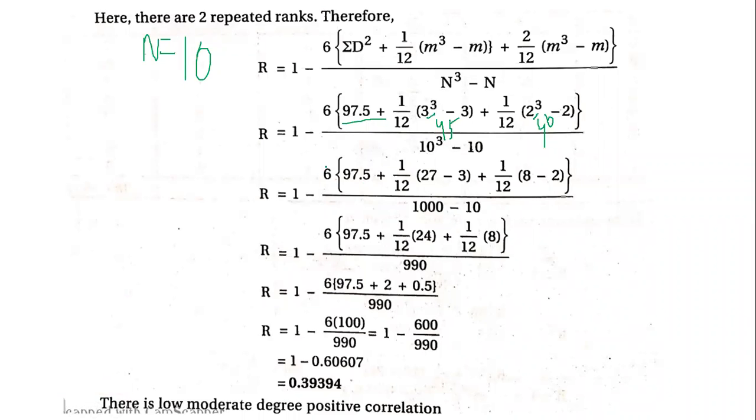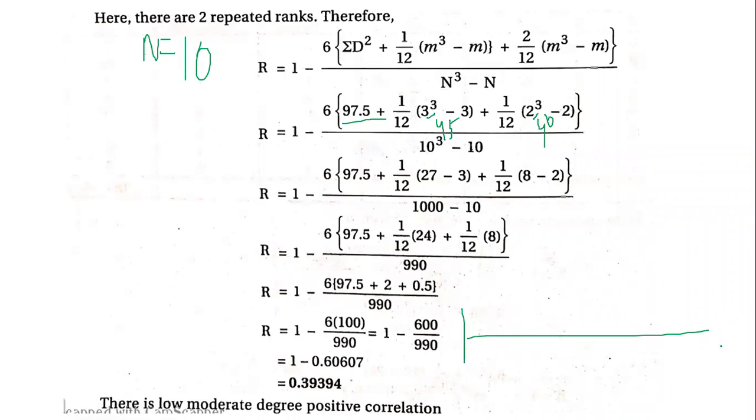Now simplify this. 1 minus 6 into 97.5 plus 1 by 12 into 3 cube is 27 minus 3, 2 cube is 8 minus 2, all over 1000 minus 10. If you simplify this, you get 600 by 990 and you get a positive value, that is 0.39394.